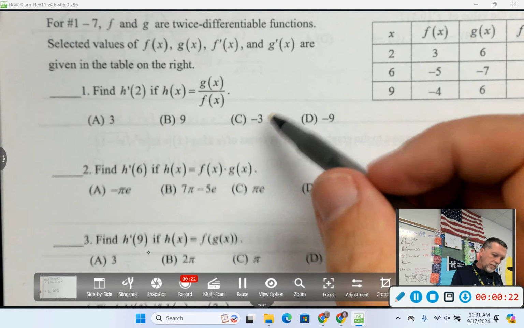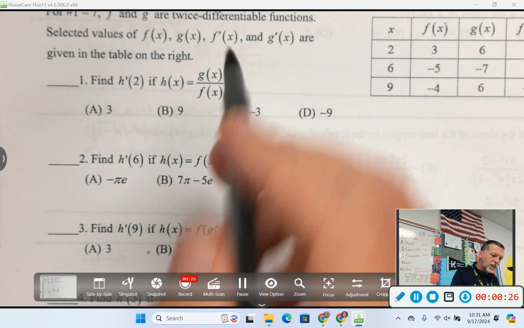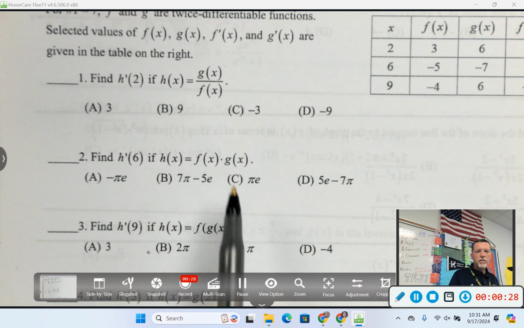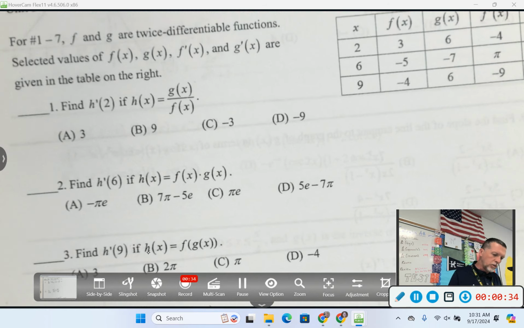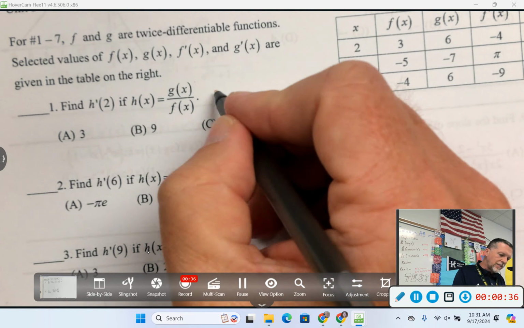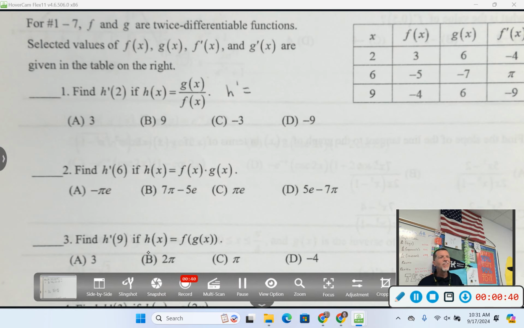Okay, first set is all with this table, and you kind of look through and you see quotient rule, product rule, chain rule, chain rule, chain rule. So number 1, that's a quotient rule, except that's kind of cruel. Like you memorize the quotient rule with GF prime, GF's got to come first, GF prime minus FG prime. What's weird about number 1?